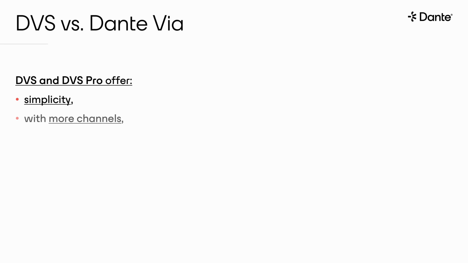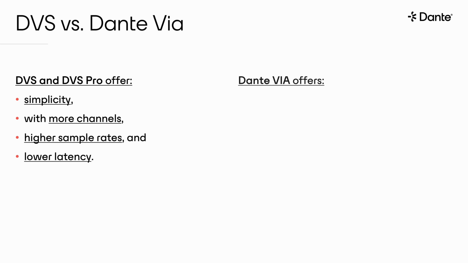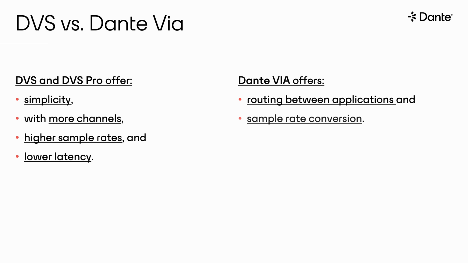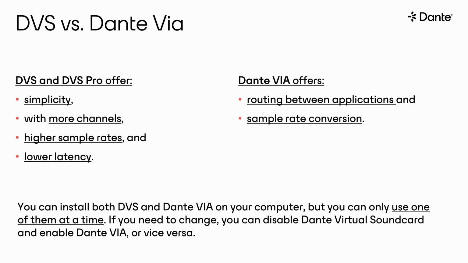You may be wondering why you would choose Dante Virtual Soundcard versus Dante Via. Realistically, each program has advantages in certain circumstances. DVS and DVS Pro offer simplicity with more channels, higher sample rates, and lower latency. Dante Via offers routing between applications and sample rate conversion. You can install both DVS and Dante Via on your computer, but you can only use one of them at a time. If you need to switch applications, you can disable Dante Virtual Soundcard and enable Dante Via.